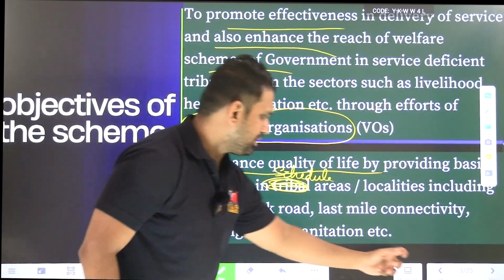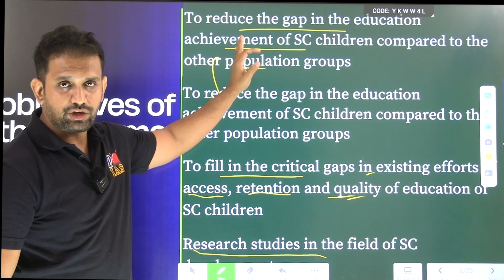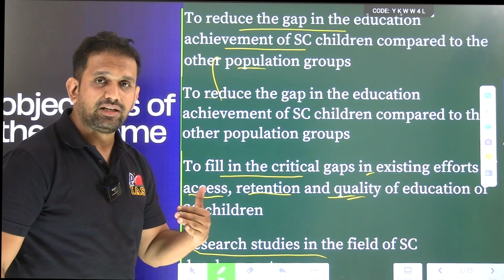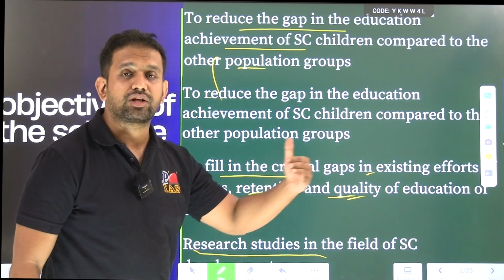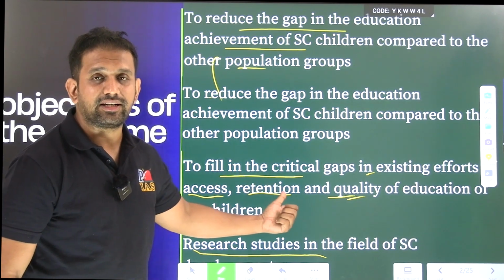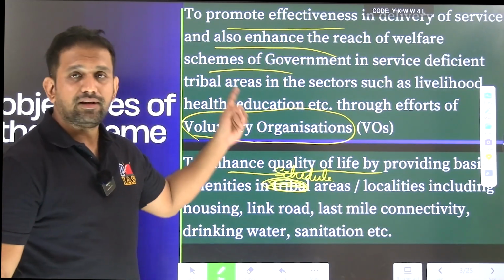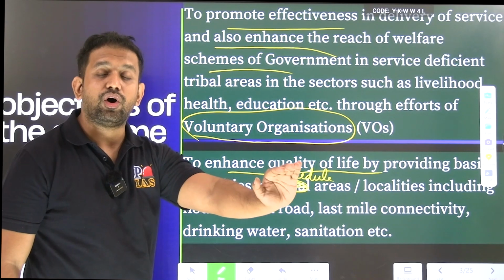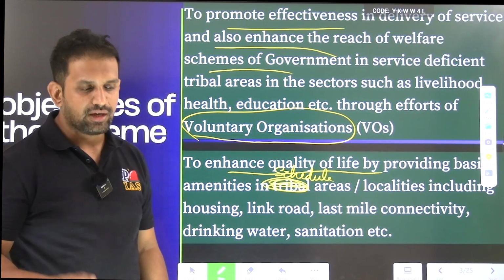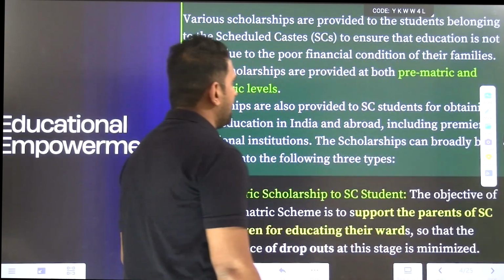So these are the important objectives of the scheme. First, with respect to what? Education. Second one is also about education. First is to make sure that SC education comes closer to, on par with, other communities' education. Second one here, access, retention and quality. Third one, research. Research should be done in order to improve the SCs more. Then government welfare schemes should reach all the SC areas. Then to enhance quality of life by providing basic amenities to the SCs. These are the 5 important objectives. Please remember this.